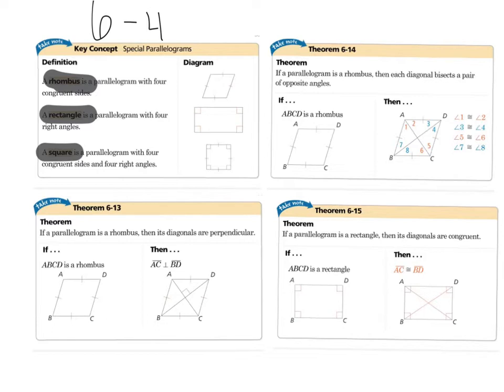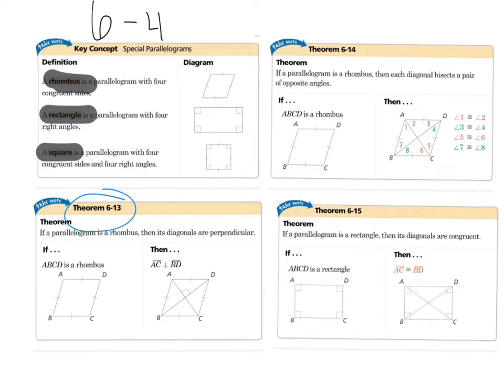Theorem 6-13 is our first theorem. It says that if a parallelogram is a rhombus, then its diagonals are perpendicular. That's going to be important. For this theorem, remember the perpendicular bisector theorem. If you don't remember what it actually says, go back in your notes, or you can Google it. You can go on Pearson and look it up. But recall the perpendicular bisector theorem for theorem 6-13.